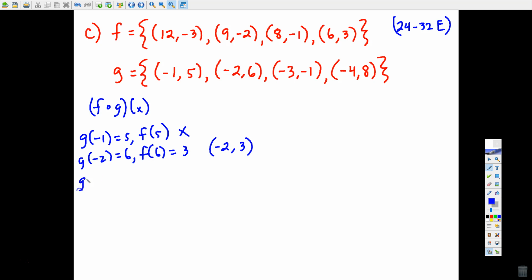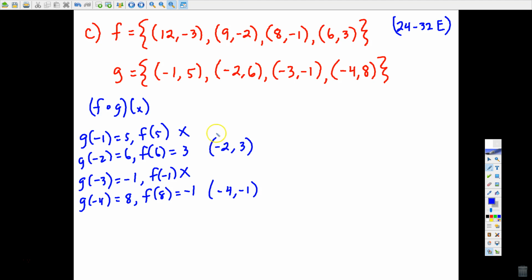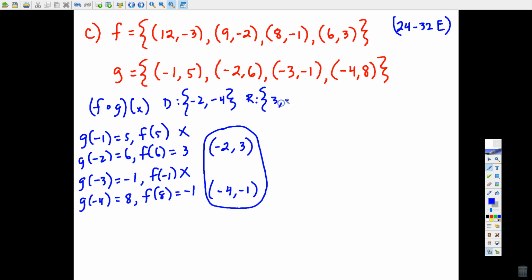Okay, g of -3 is -1. Is there an f of -1? Doesn't look like it, doesn't exist. So finally, g of -4 is 8. So what is f of 8? F of 8 is -1. So we get the ordered pair -4, -1. So these ordered pairs represent the composed function. So we'll list the domain and range. The domain is -2, -4. And the range is 3, -1.